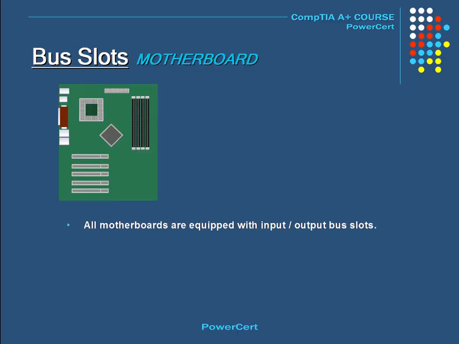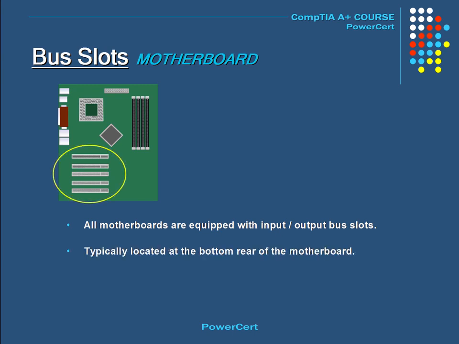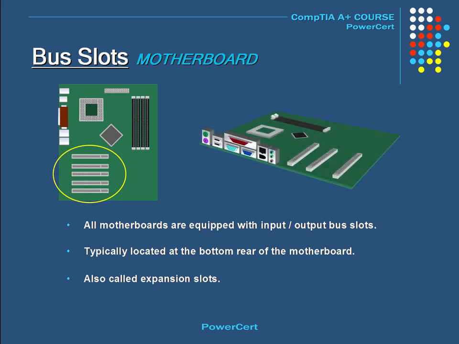All motherboards are equipped with input-output bus slots. These are typically located on the bottom rear of the motherboard. These bus slots are also called expansion slots because these slots are used to expand the capability of the computer. For example, if the motherboard doesn't already have a built-in sound card, then you can add a sound card by inserting one into one of these bus slots, giving your computer the ability to produce sound.